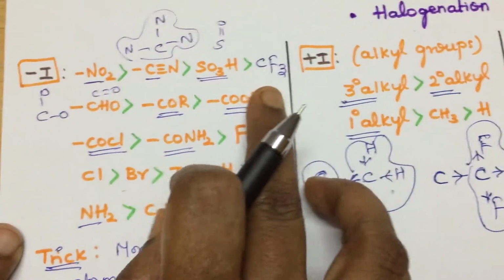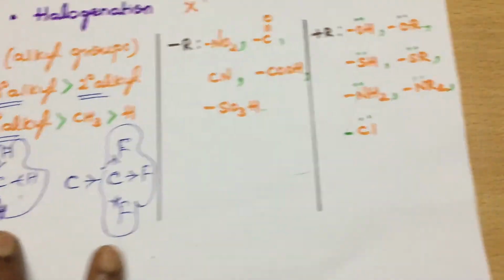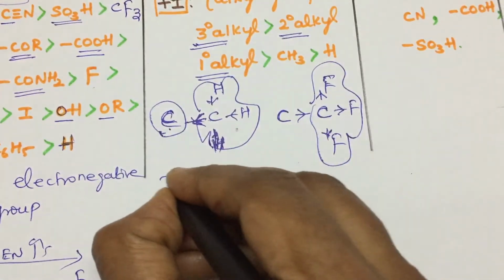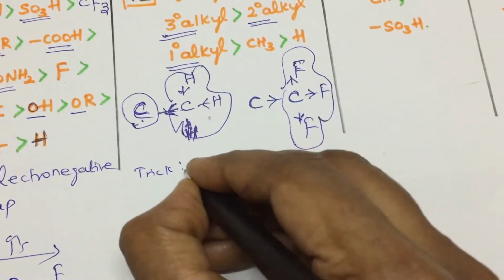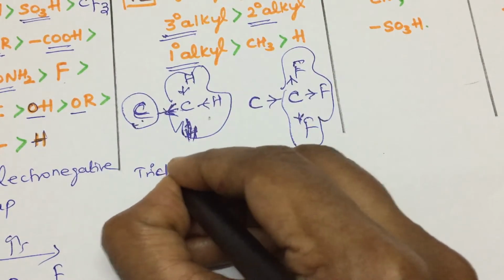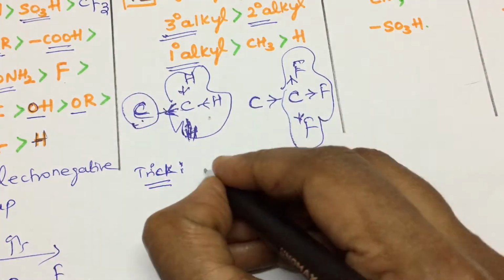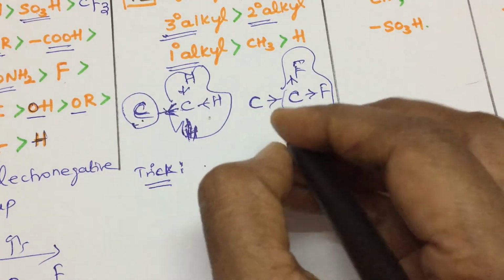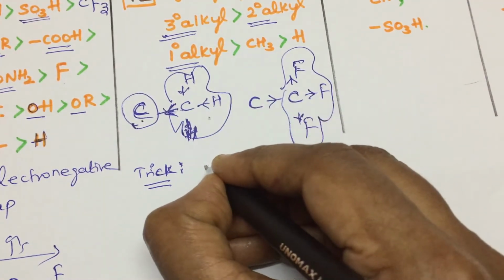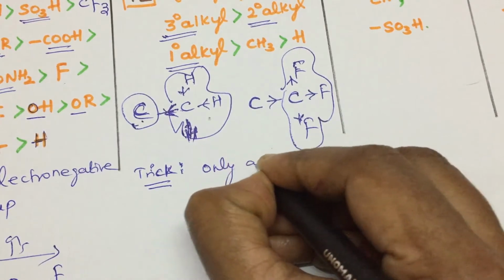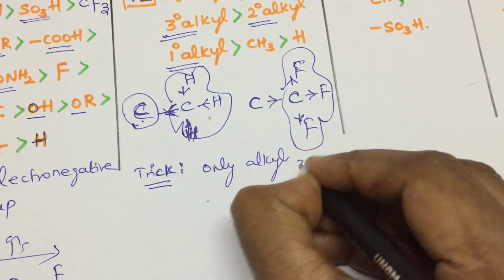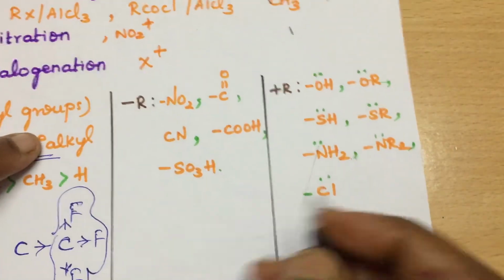CF3 is a minus I group. Okay, so what is the clue here? What is the trick? All alkyl groups, plain branched plain alkyl groups, means not substituted, with only carbon and hydrogen, not substituted with any other atom. So the trick is only alkyl groups, whether it can be tertiary, secondary, primary, a straight chain, a branched chain.